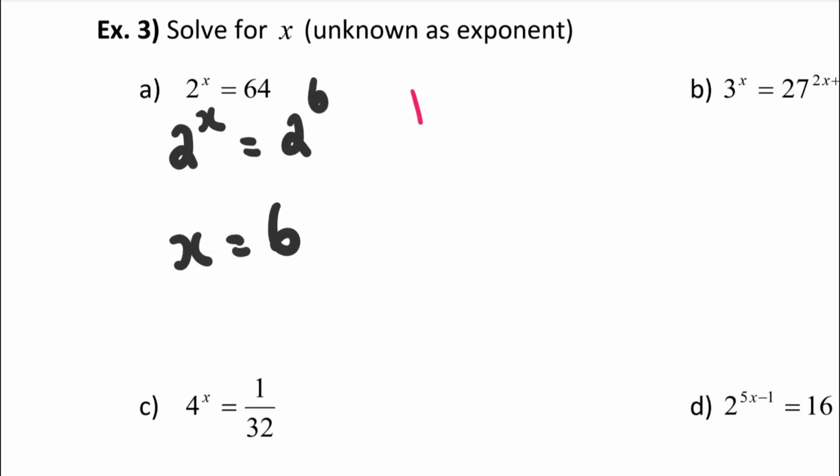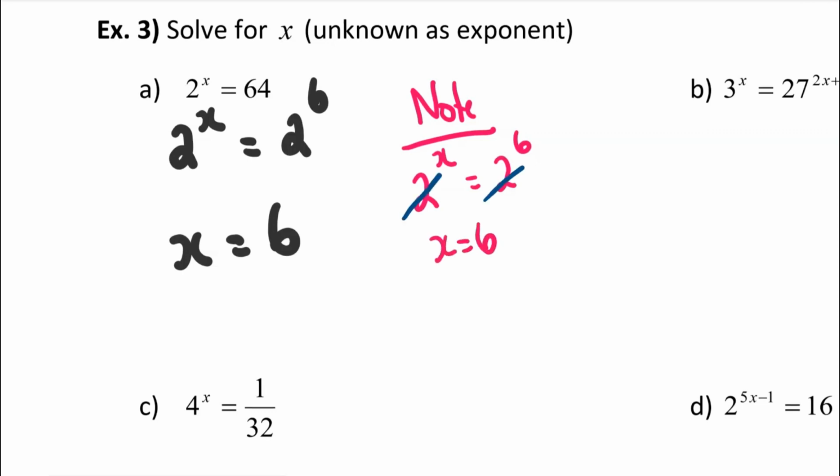Note. So a note for you. Okay? If you write this, 2 to the power of x is equal to 2 to the power of 6, and if you were to cross those out and then say at the end, oh, x is equal to 6, do not do that. Okay, do not do that. That is incorrect. That's where the half-mark deduction comes in. And that is every time you do that.